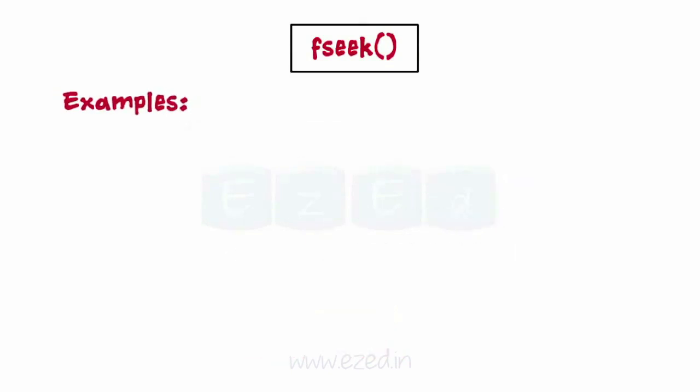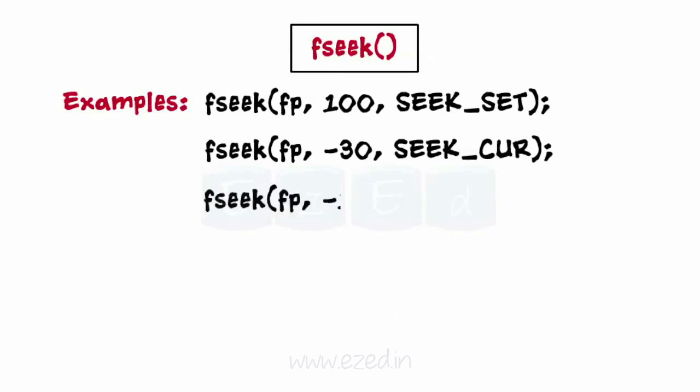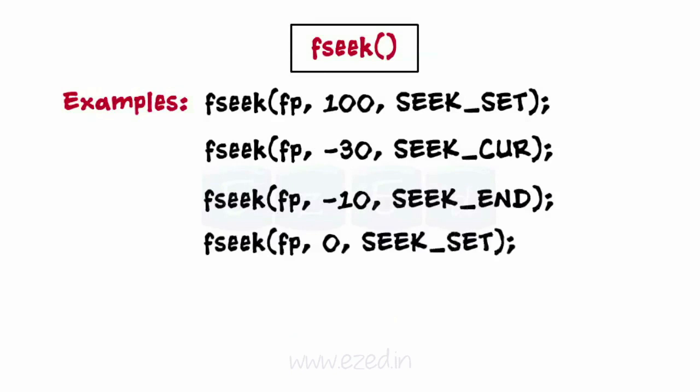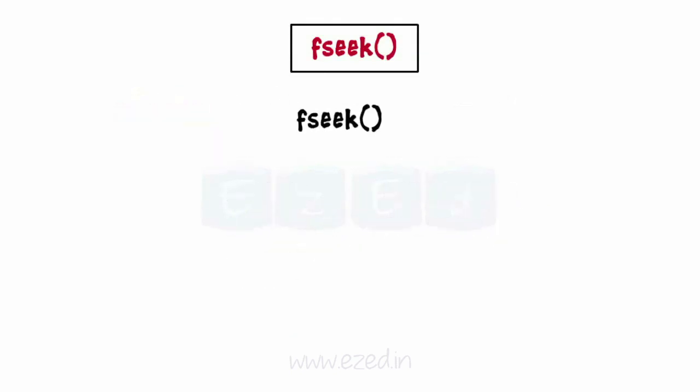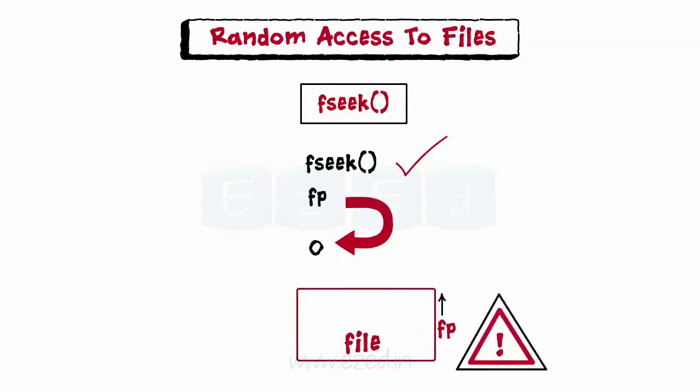Have a look at the examples. Seek to the 100th byte of the file. Seek backwards 30 bytes from the current position. Seek to the 10th byte before the end of file. Seek to the beginning of the file. When the fseek operation is successful, it returns 0. Otherwise, if we attempt to move the file pointer beyond the file boundaries, an error occurs and fseek returns -1.